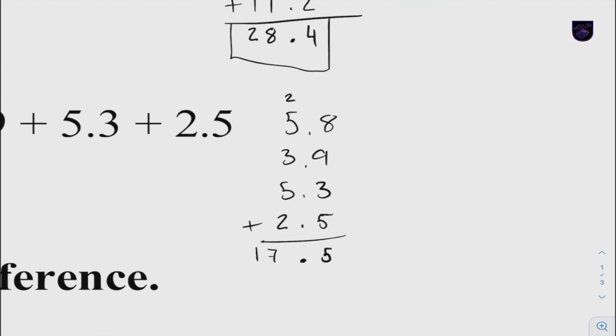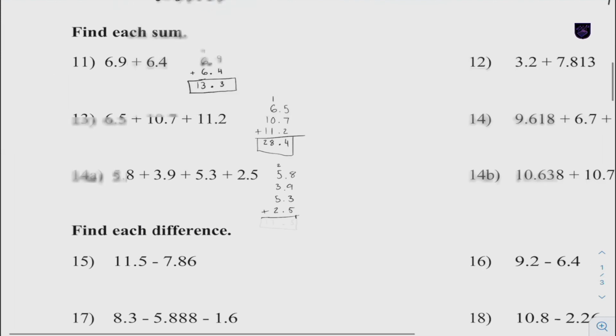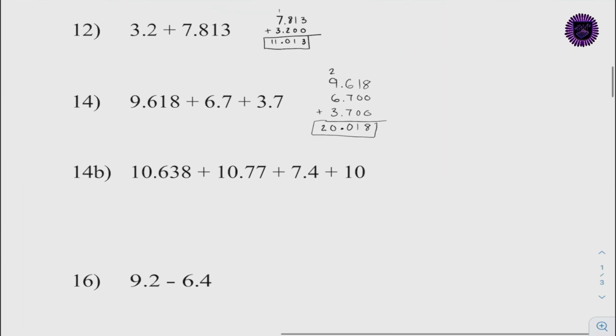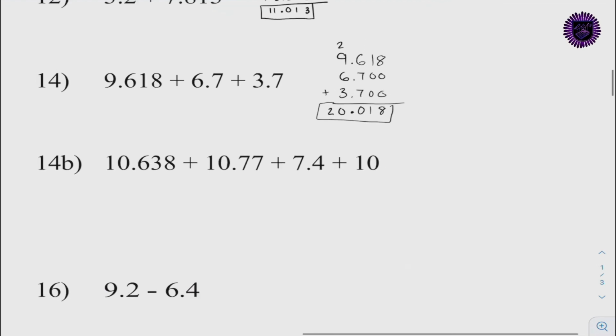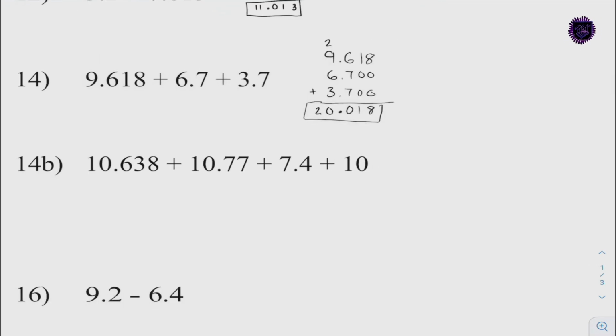17. I'm going to square my answer. And I'm going to move on to 14b. For 14b, I'm going to have 10.638, 10.77, 7.4, and 10.